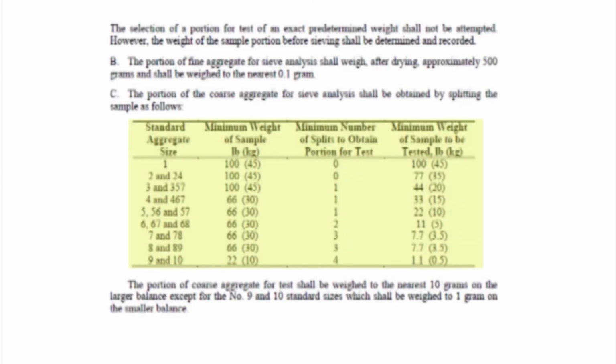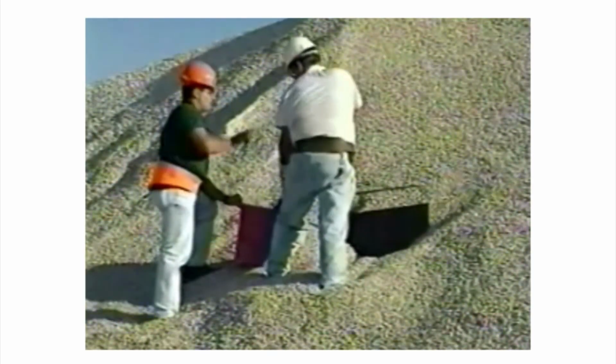The weight of sample must be adequate to meet the requirements of the test method for which the sample is being obtained. However, you must always collect at least 50 pounds of aggregate. Standard methods of sampling and splitting must be followed.